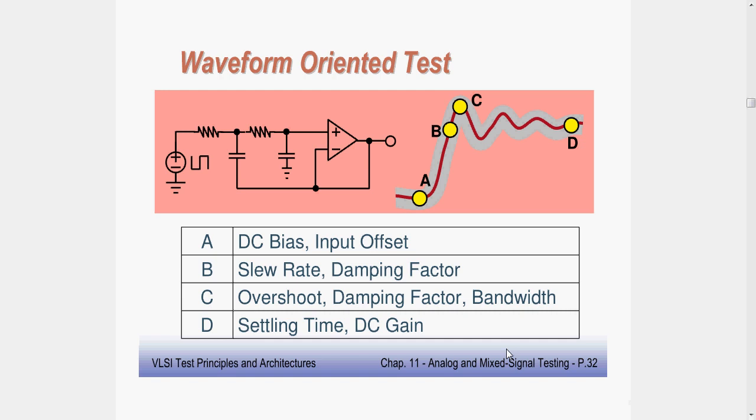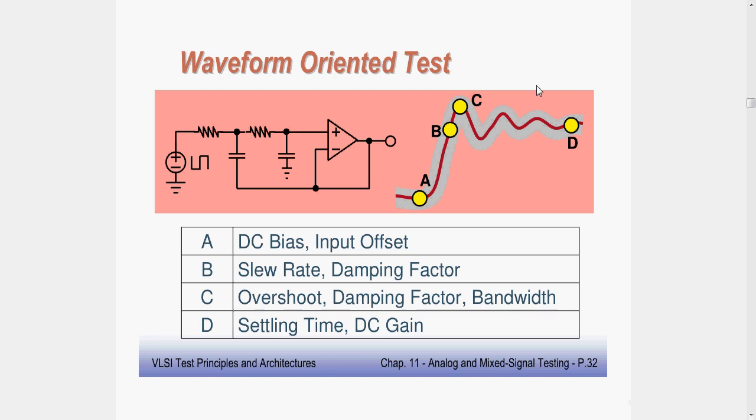So what are the parameters we are going to check? For a given waveform, we will be checking DC bias, input offset, slew rate, damping factor, overshoot, bandwidth, settling time, DC gain, etc. So all these parameters will be checked.